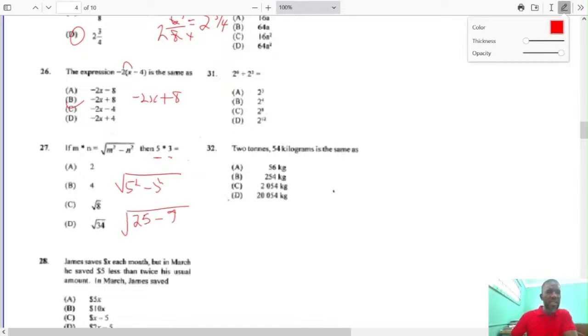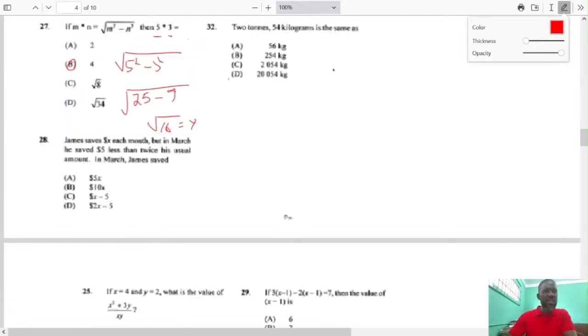And again, we see Pythagoras theorem coming out here because 25 minus 9 will give us 16. Square root of 16 will give us 4. So the answer for this one is 4. Okay. Moving on to question 28.